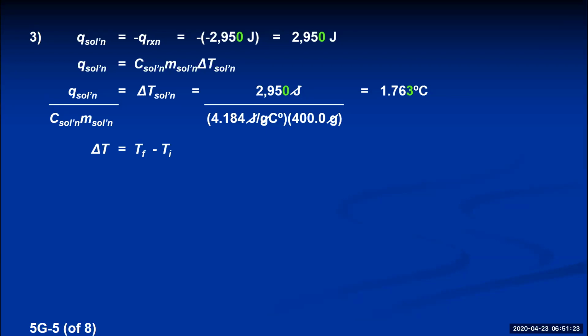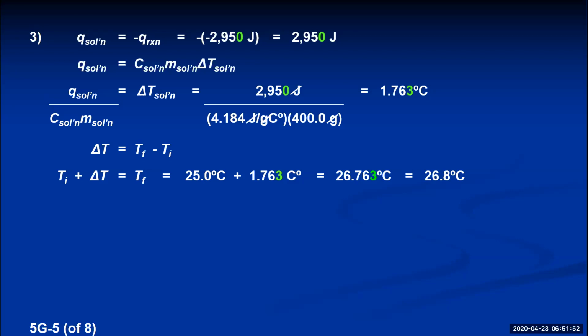That will equal final temperature minus initial temperature. And if we want the final temperature, we move the initial temperature to the other side. So the initial temperature of 25.0 added to the change of temperature of 1.763 will give us 26.763 as an answer. This is an addition problem. The 1.76 is accurate 2 places past the decimal point, but the 25.0 is only accurate 1 place past the decimal point. So your answer has to be rounded 1 place past the decimal point. So the final answer should be 26.8 degrees Celsius.